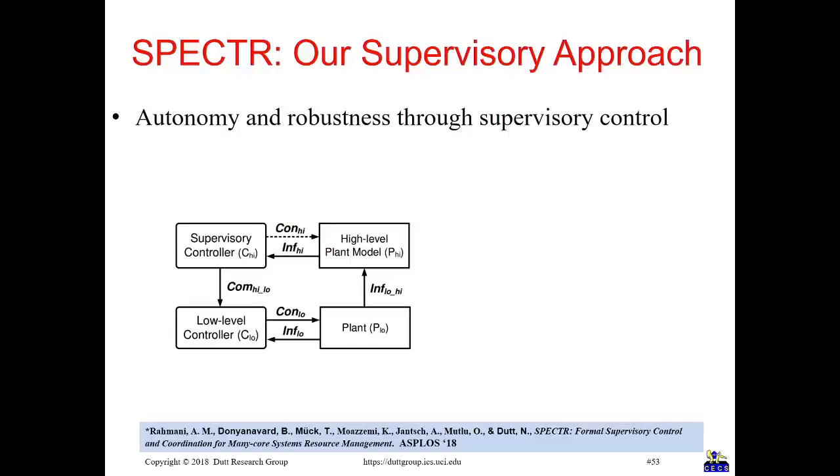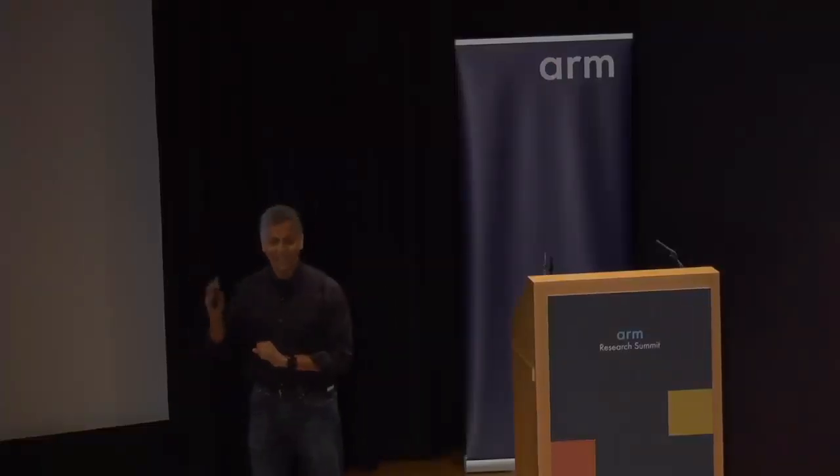And to do that, what we have done is in ASPLOS 18 earlier this year, we had a paper which had this unfortunate title called Spectre when we submitted it, and when it got accepted, you know, the bug came out. But anyway, this is a different Spectre without an E. It's the artist without an E.